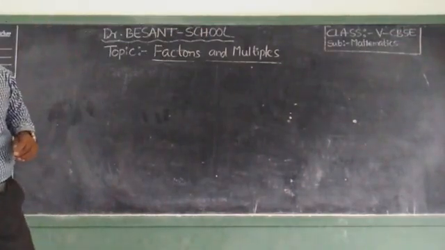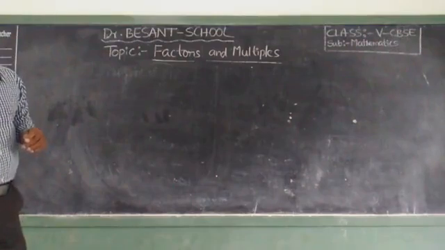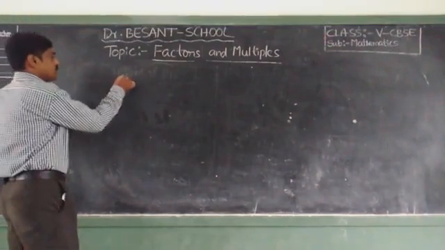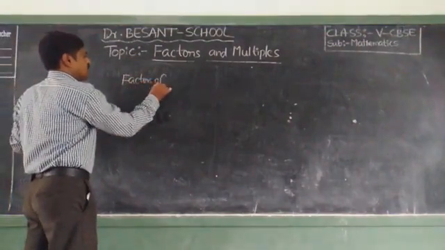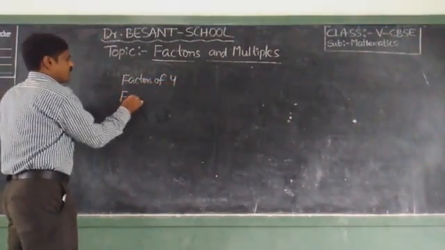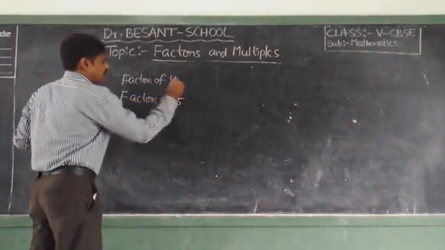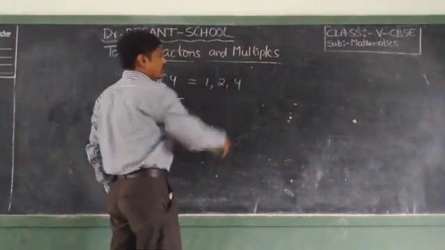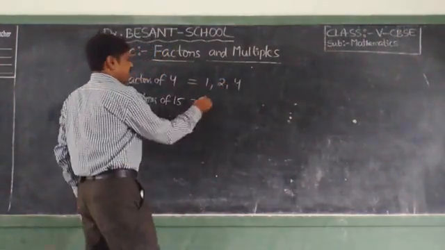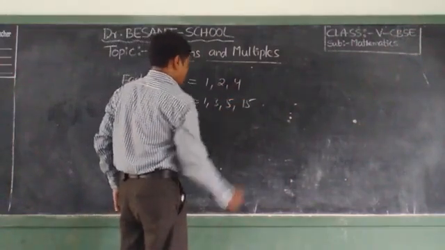Complete the figure 3 with the factors of 4 and 15. So factors of 4 and factors of 15. Factors of 4: 1, 2, 4. Factors of 15: 1, 3, 5, 15.